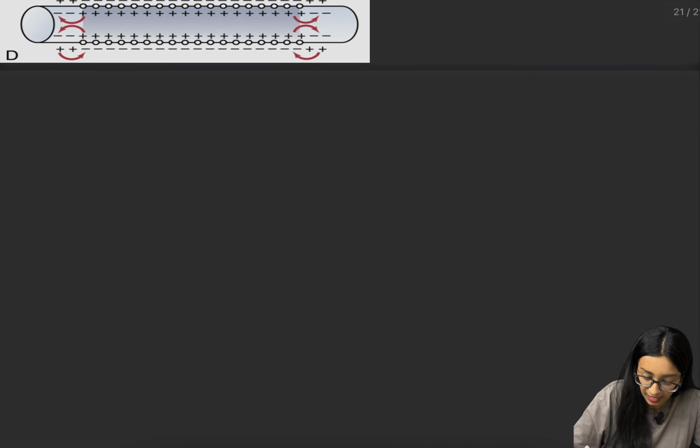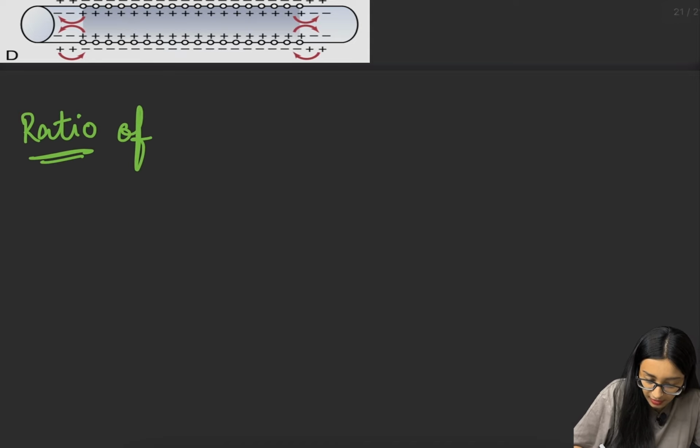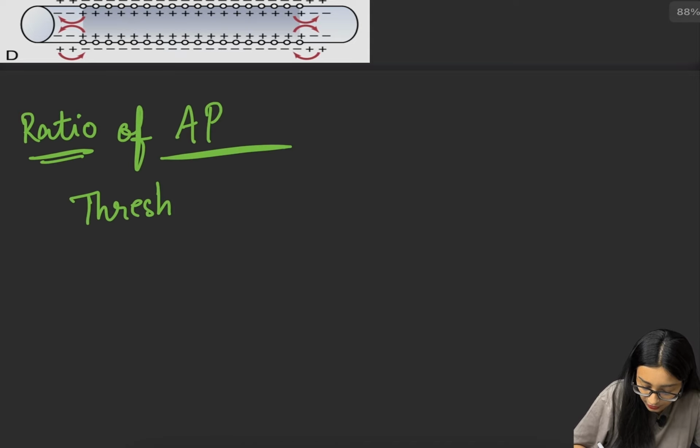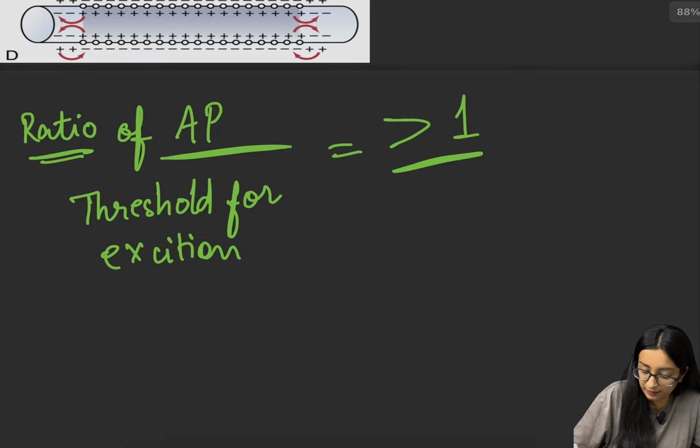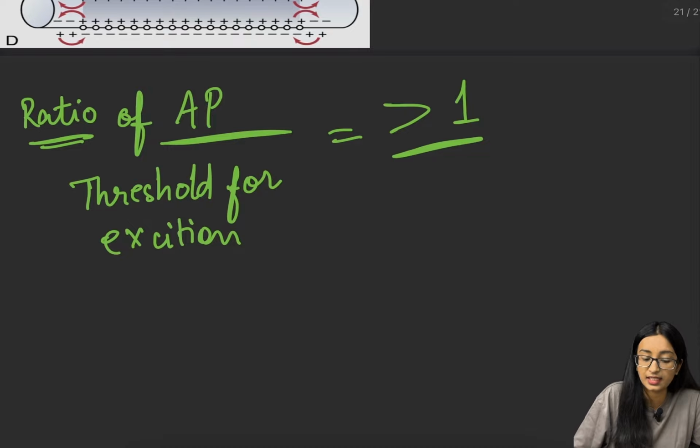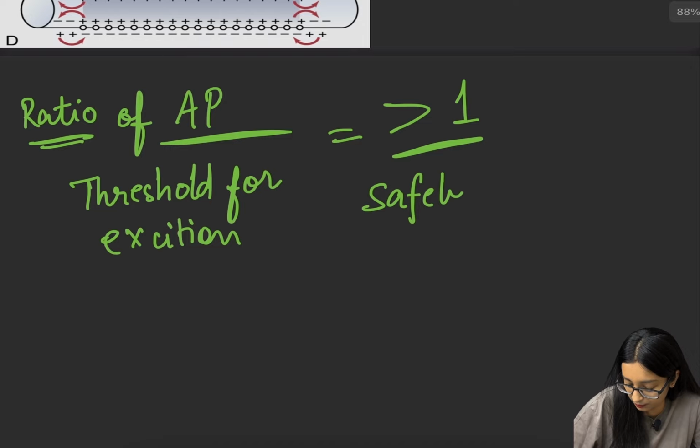So the ratio we have is the ratio of action potential upon the threshold for excitation. It should always be more than 1. If it is less, then it is not good. So more than 1 is the safety for the propagation, the safety factor of the propagation.